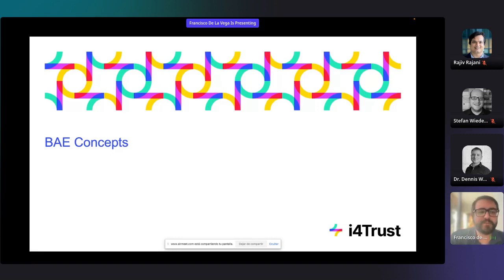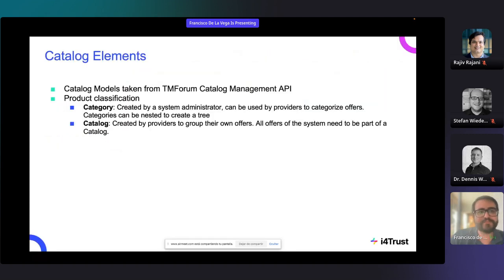Okay, so now I'm going to go a little bit deeper into some of the business API ecosystem concepts, mainly those that are related to objects that are managed by the TM Forum APIs. Well, first of all, the business API ecosystem is managing different elements that allow you to classify your products and allow your products to be searched and easily discovered. Those objects are taken from the TM Forum Catalog Management API and are two different kinds of objects.